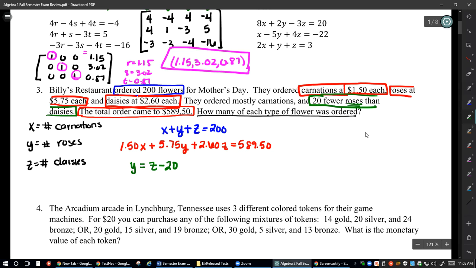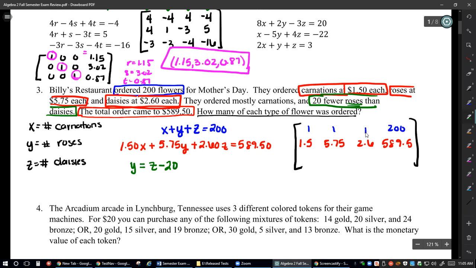Now solving this, you have to put this into a matrix. Well, the first two are fine the way they are. And so the middle one will be 1.5, 5.75, 2.6, and 589.5. We don't need the zeros on the ends. The top one, 1, 1, 1, 200.